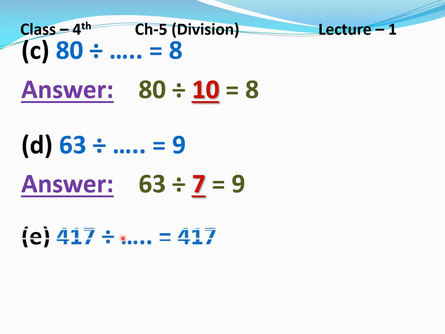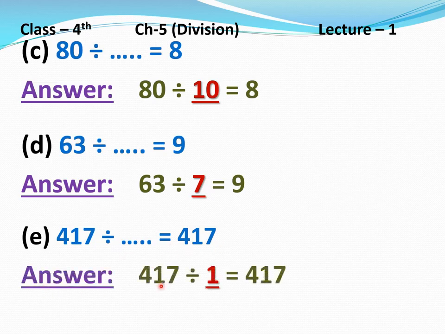Okay. Now E part, 417 divide dash equal to 417. Answer, 417 divide 1 equal to 417. If you will divide any number other than 0 by 1, then you will get that same number as the quotient. Okay, that's why answer is 1. Clear?